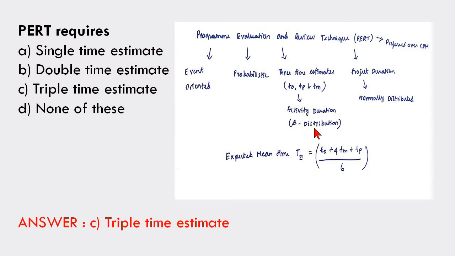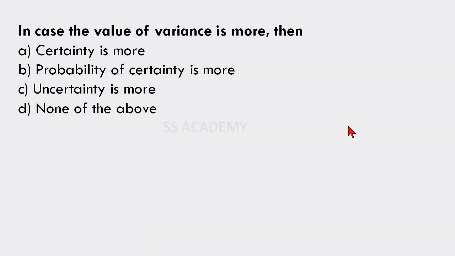The activity duration is beta distribution. Project duration is normally distributed. PERT is always preferred over critical path method. The expected mean time TE equals T0 plus 4TM plus TP divided by 6. This formula is very useful for problem solving. So PERT requires 3 time estimates, that is optimistic time, pessimistic time, and the most likely time.